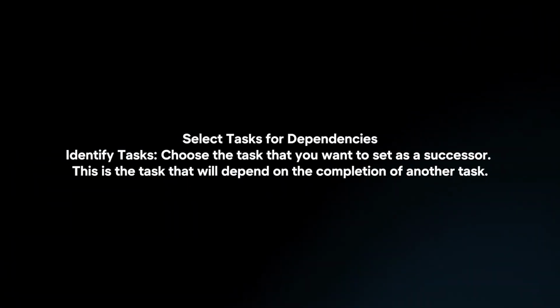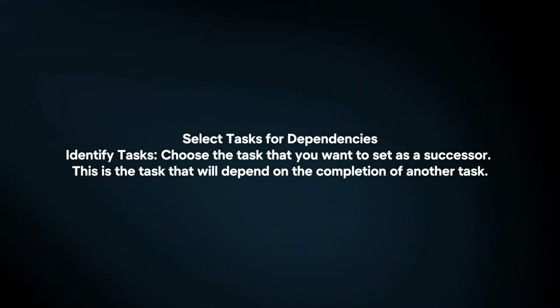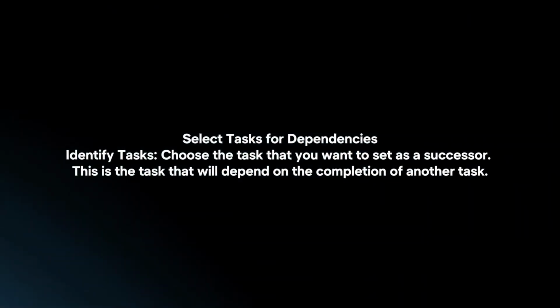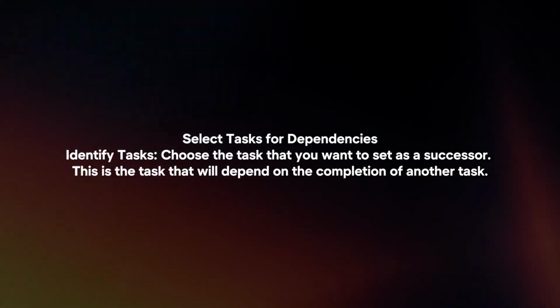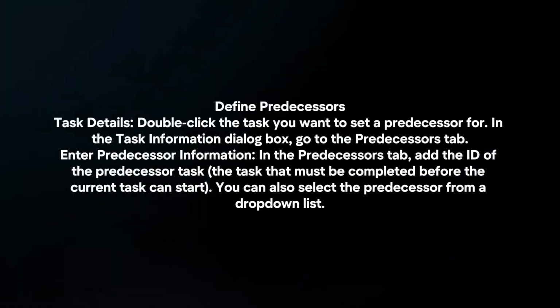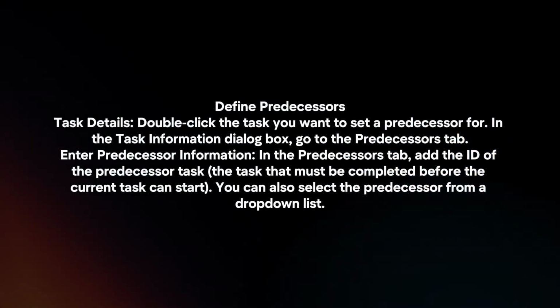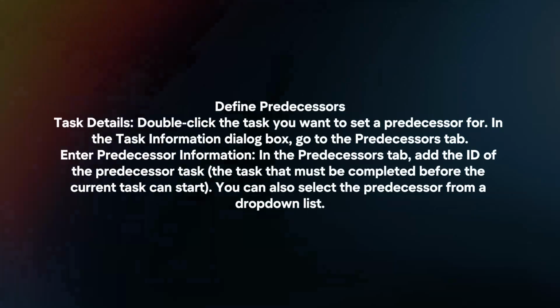Select tasks for dependencies. Identify tasks. Choose a task that you want to set as a successor. This is the task that will depend on the completion of another task. Define predecessors. Task details. Double-click the task you want to set a predecessor for.